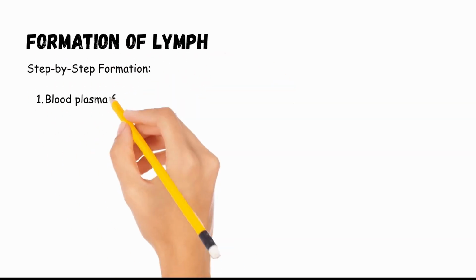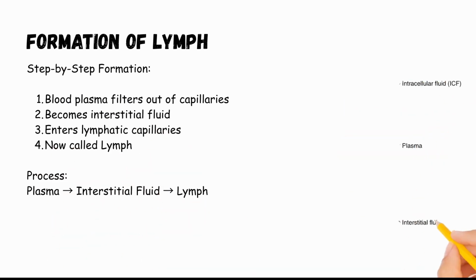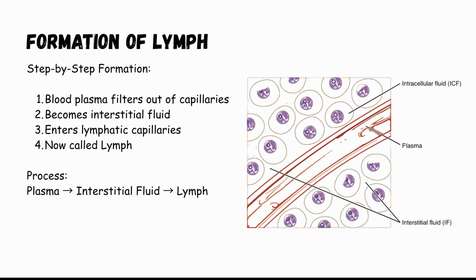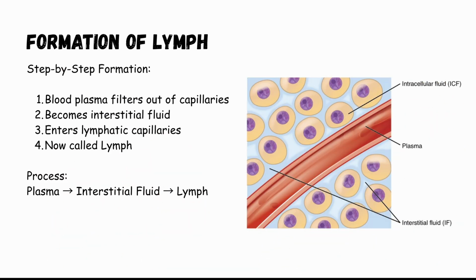Let us understand how lymph is formed step by step. First, blood plasma filters out of capillaries due to hydrostatic pressure. This filtered fluid enters tissue spaces and becomes interstitial fluid. Most of this fluid returns to blood capillaries, but some enters lymphatic capillaries. Once inside lymphatic vessels, it is called lymph. So the process can be summarized as plasma becomes interstitial fluid, which then becomes lymph.